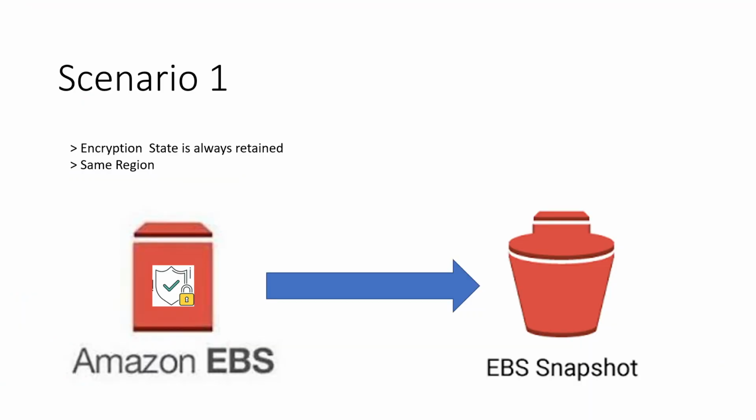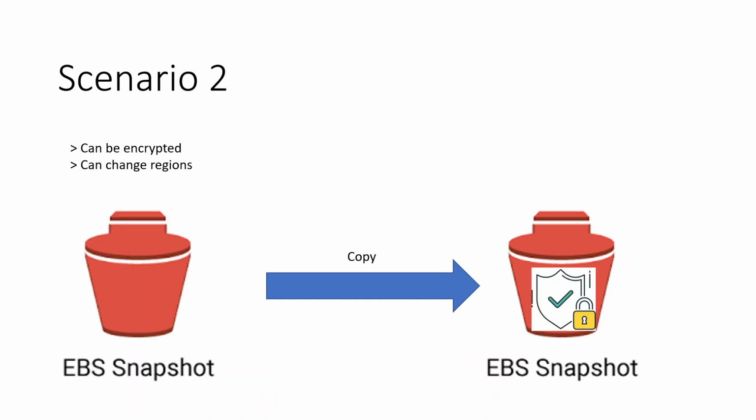So that is it for scenario one. I will head over now to scenario two. In this example, I'm going to show you how you can encrypt a snapshot. This is an unencrypted snapshot, and I'm going to create an encrypted snapshot out of it using the copy feature. Let me head back over to the AWS Management Console and show you this hands-on lab.